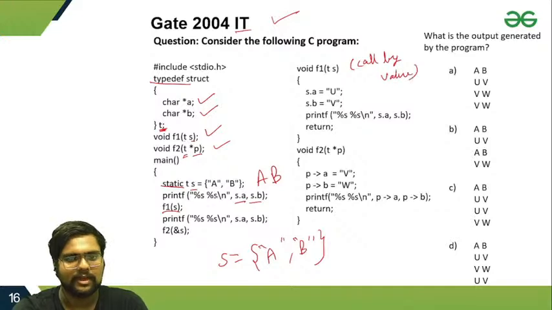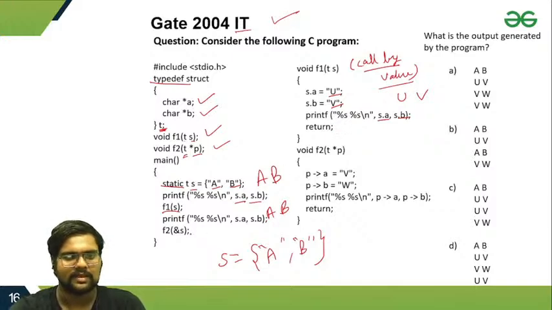So the values of a and b will be copied, and those values will be changed to u and v. So when we print this, u and v will be printed. After that, again we are printing s.a and then s.b. So it will again print a b only, because there is no change in the s variable, since we have used call by value. The changes that we have made in the formal parameters are not reflected in the actual parameters.